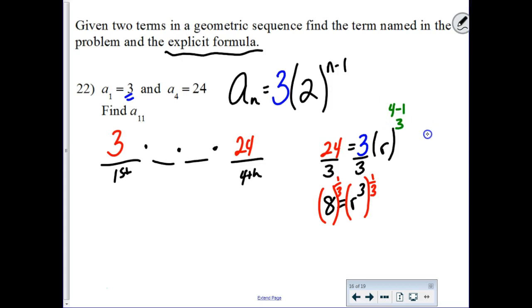Okay? Guys, I don't know if you need to set this up every single time. If you guys can start thinking like, oh, well, I need to take the ratio of 24/3 and do whatever root it is to it, that's fine. So this is using the formula.